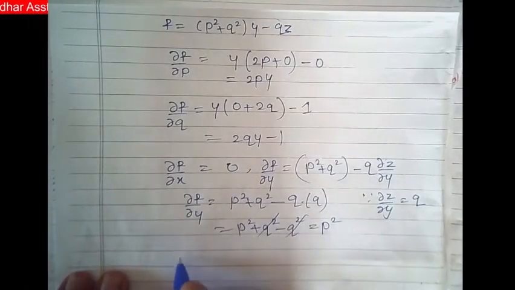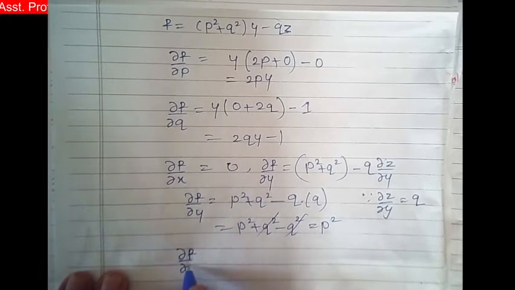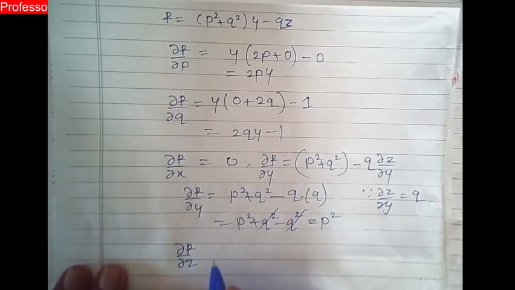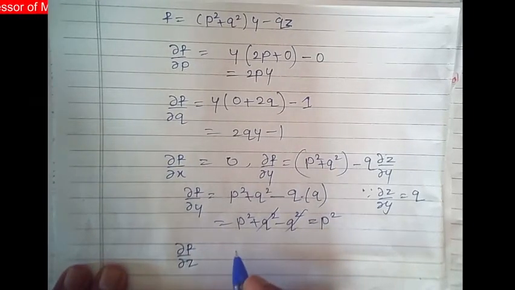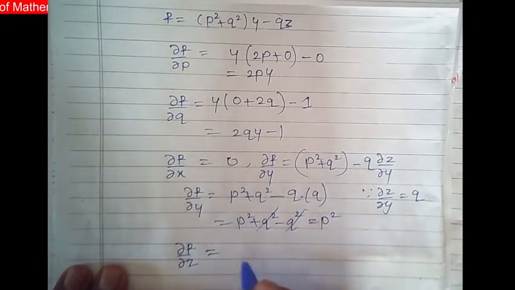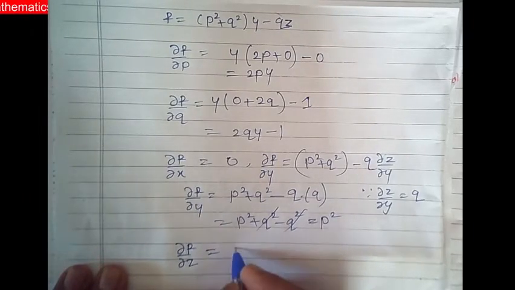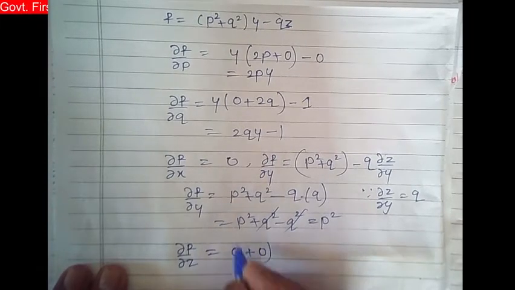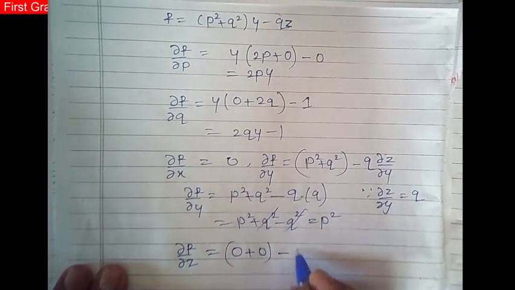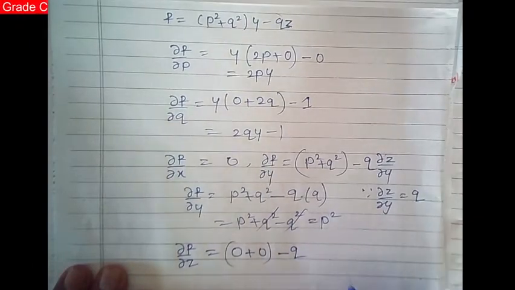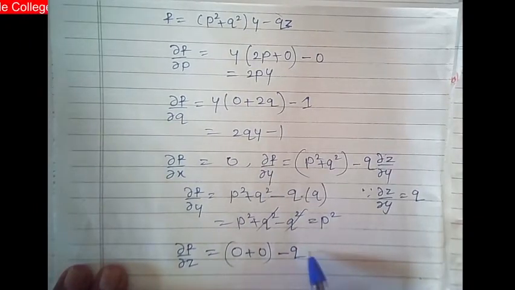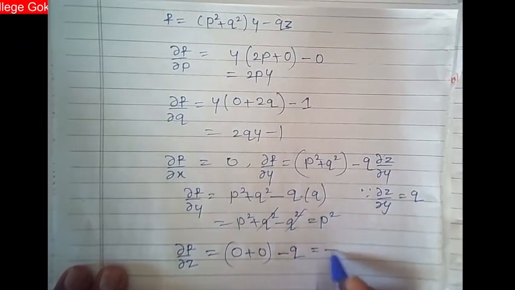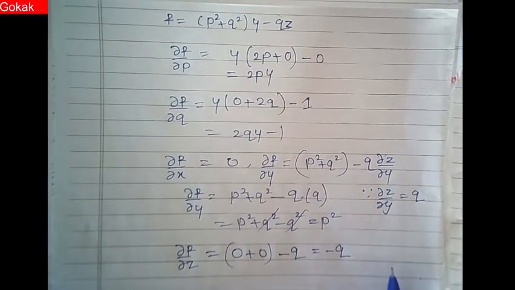Next we differentiate partially with respect to z. Dou f by dou z is equal to 0, then minus q. Differentiation of qz with respect to z is q, which is equal to minus q.